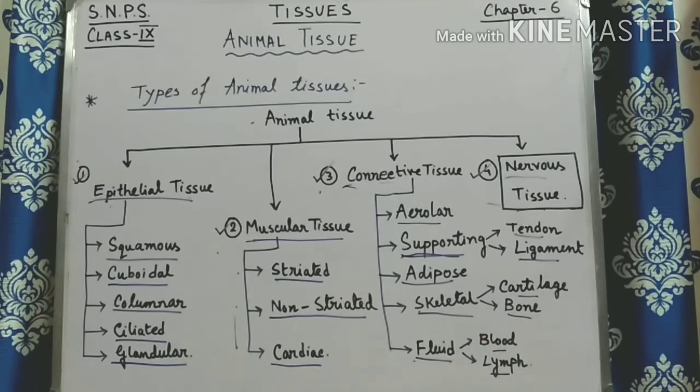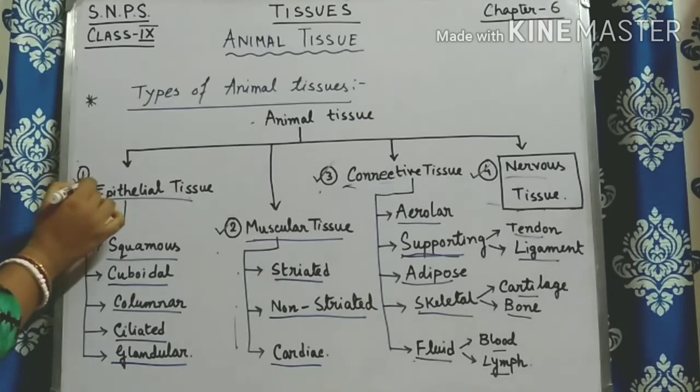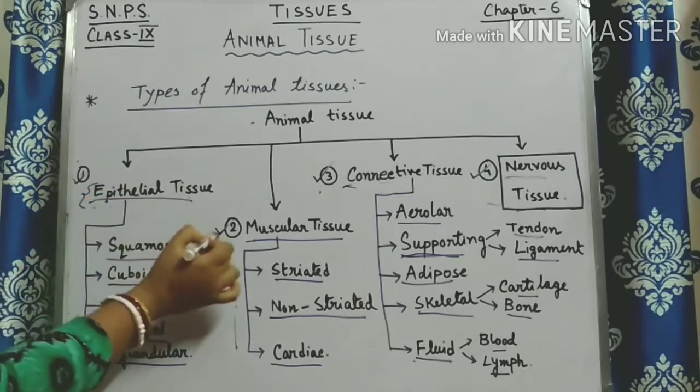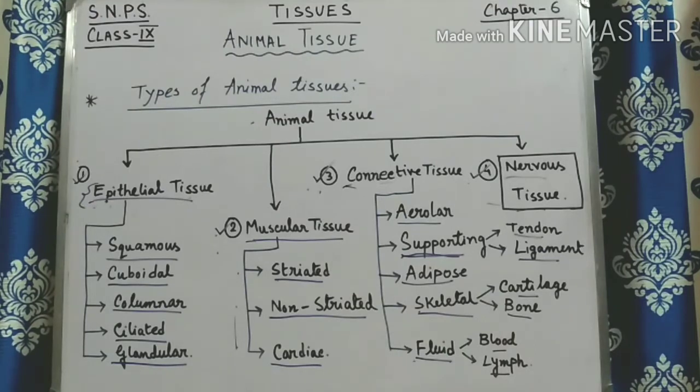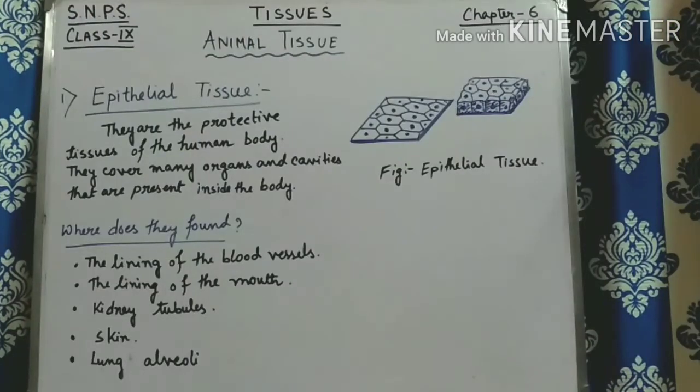Next I will explain one by one the structure and function of these types of animal tissues. So let's see about the types. At first we will discuss the first type of animal tissue, that is epithelial tissue. So, what is epithelial tissue?